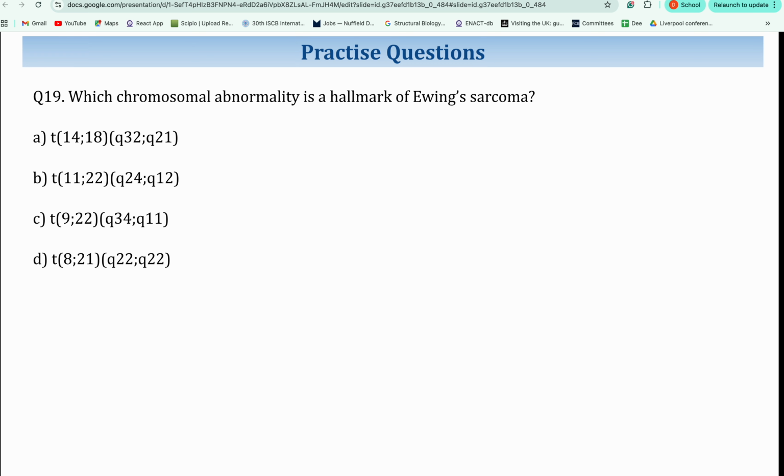Okay, so now let's see what the right answer is. The right answer is option B, that is t(11;22) q24;q12. So this particular chromosomal translocation is responsible for this Ewing sarcoma, because this leads to the fusion gene product.